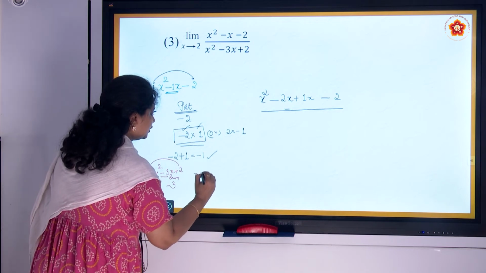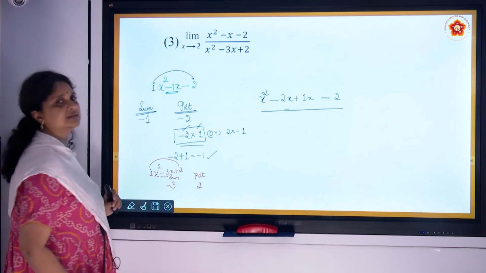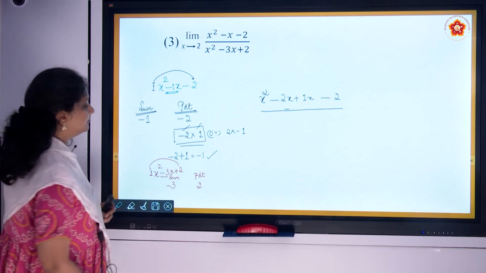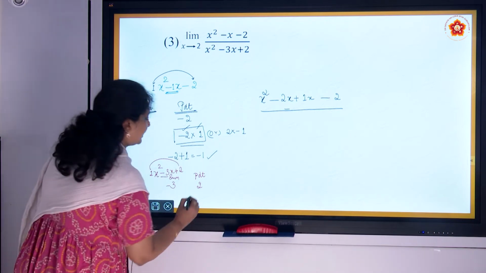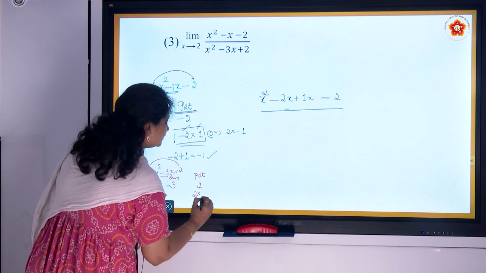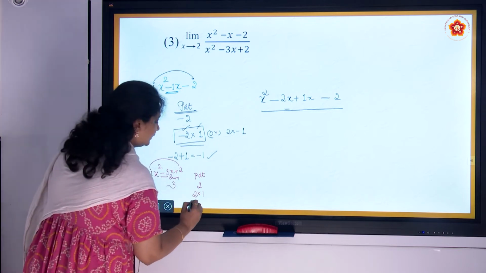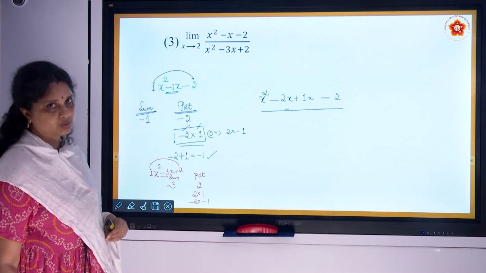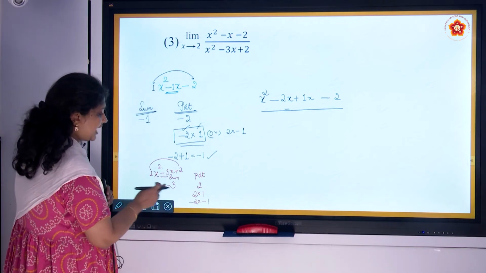That should be my product. So let me choose two numbers such that it gives me 2 on multiplication and minus 3 on sum. So again, 2 is a prime number, so I have only one option. It's 2 into 1 or minus 2 into minus 1. Both give me plus 2 as product. But let me see which helps me here.